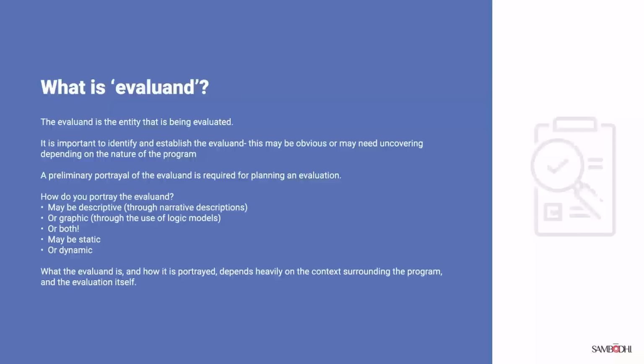Before beginning the planning stage, an initial portrayal of the evaluant is required to determine its nature, such as being descriptive or graphic or both, static or dynamic or both. This is necessary as it will allow us to portray the evaluant determined by the nature of the investigation and the evaluation of the program.